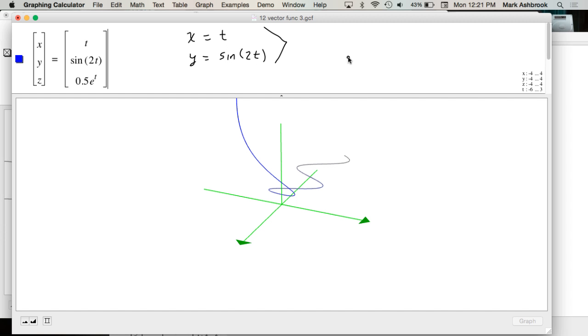Sine of 2x. Yeah, so this was a common thing we did in Calc 2. We would assign that x variable to be the parameter, and then it turns out that if x is t, then in this case y is sine of 2x.